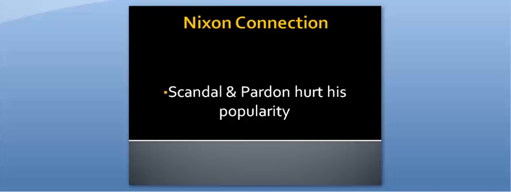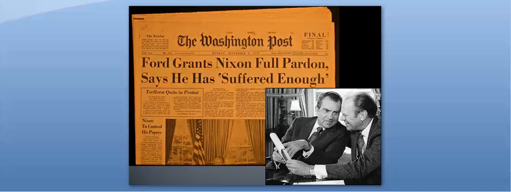So a pardon is an official forgiveness of a crime, and it happens after someone has been found guilty. Nixon was never found guilty, so essentially this meant that Ford was admitting that Nixon was guilty. It did not help the cause there. So Ford's popularity was super low, and he really struggled to gain support for any of his actions.